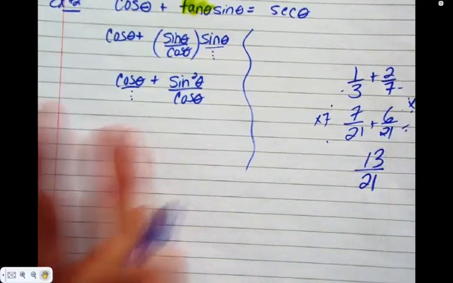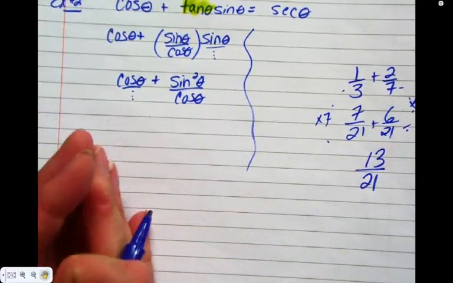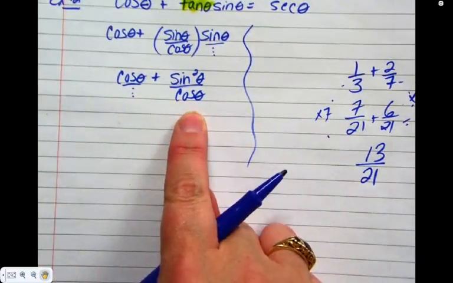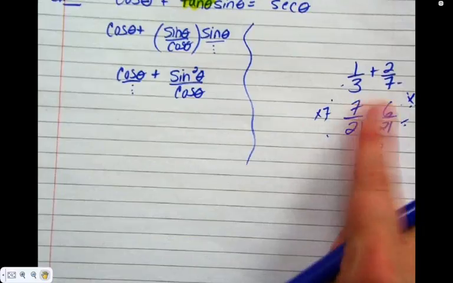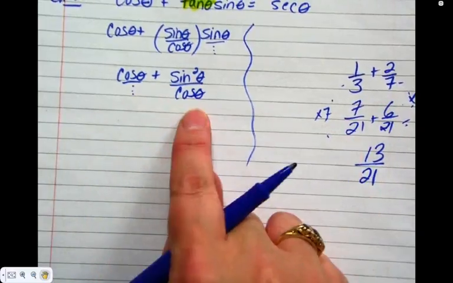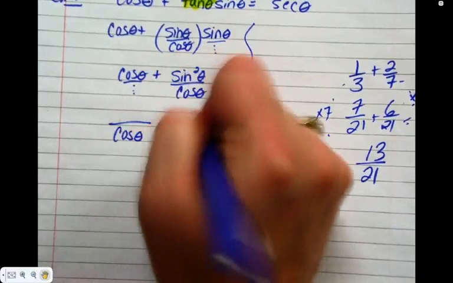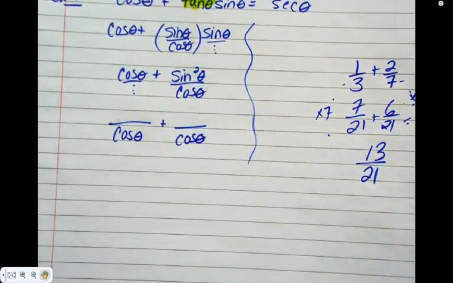We're going to do the same thing here, it's just going to have coses and sines. What's the common denominator between 1 and cos? We'll multiply them together just like we multiplied 3 times 7 to get 21. What's 1 times cos? Cos. So I'm going to put the first fraction over cos, and I'm going to put the second fraction over cos.